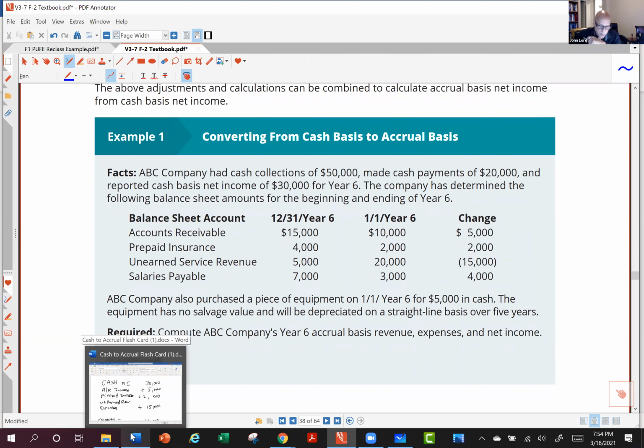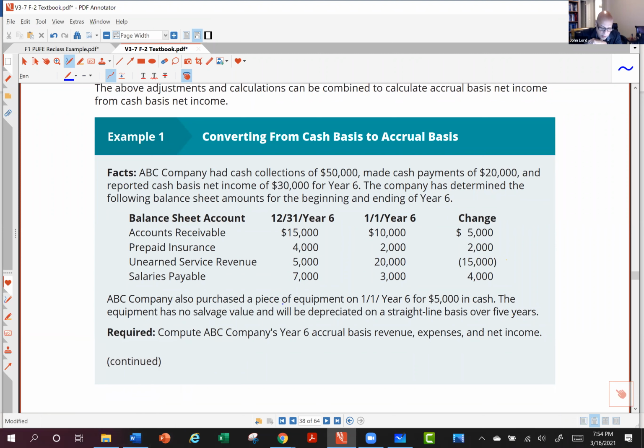Okay, so what happens? They're telling me here that they had cash basis income of 30,000, and they want me to tell them what should be the accrual basis. And I'm just going to do the net income, accrual basis net income here. Okay. So what happens? Well, I look at the current assets. I'm going to look at the current liabilities, and I'm going to see what I should do with those, right? So they tell me that the accounts receivable went up 5,000, right?